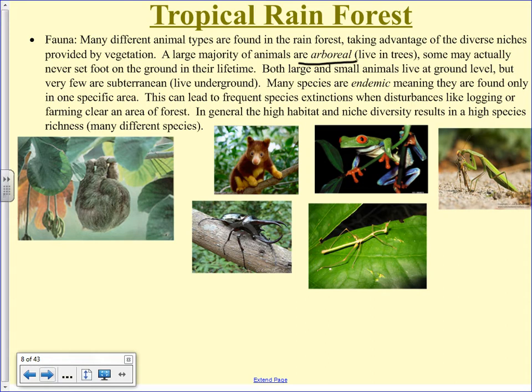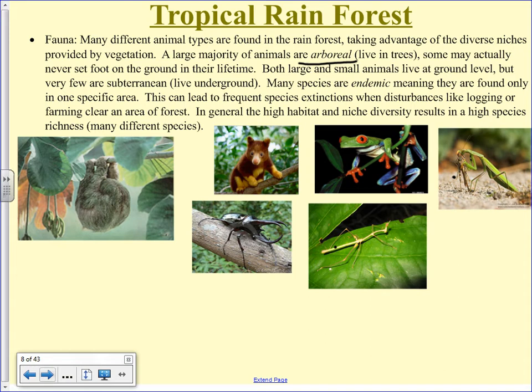They live in the trees. They'll spend their whole lives in the trees, swinging from branch to branch. So you've got little things like red pandas, this cute little guy here. And lots of bugs. You've got dung beetles, walking sticks, praying mantis. You've got lots of amphibians, frogs and salamanders and newts and things like that.